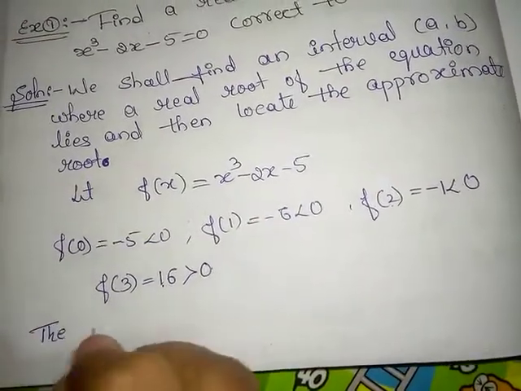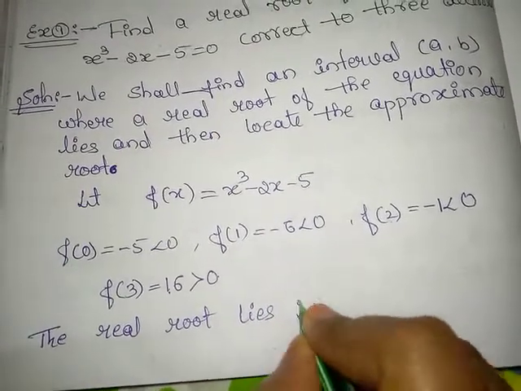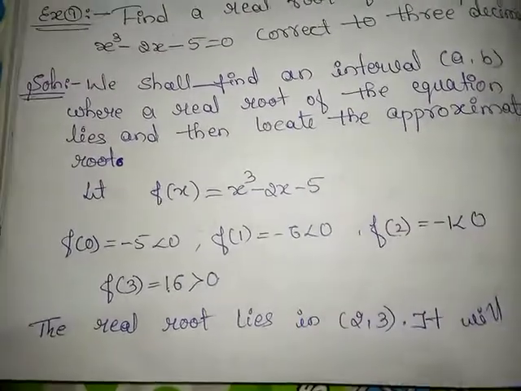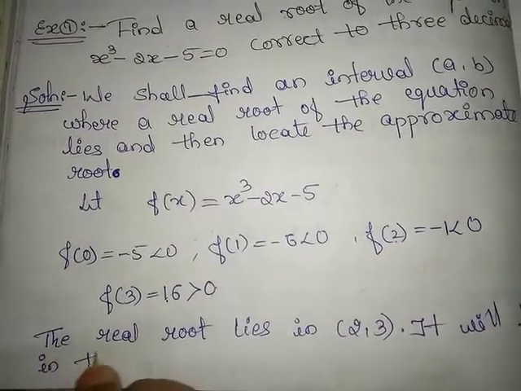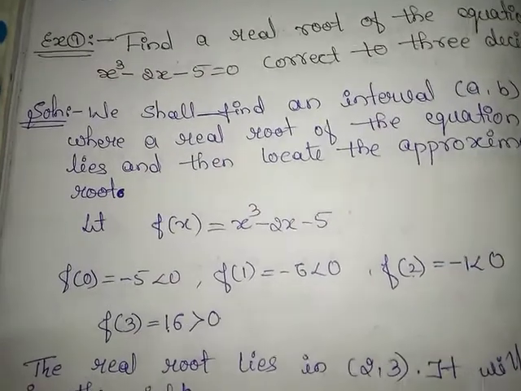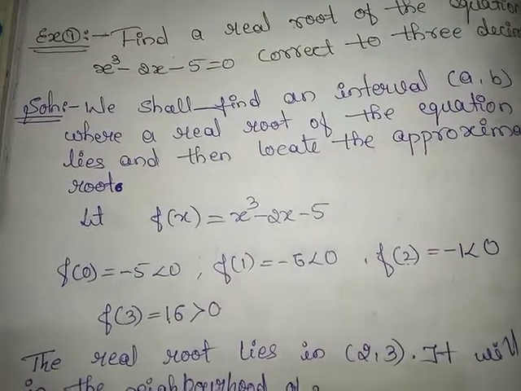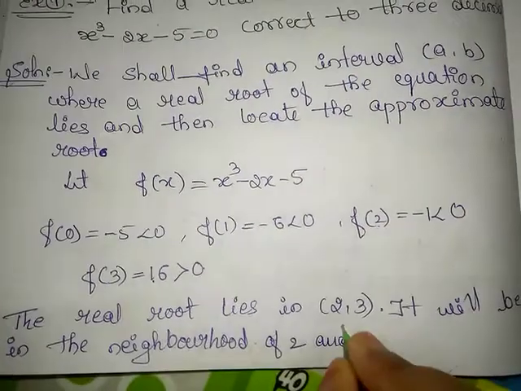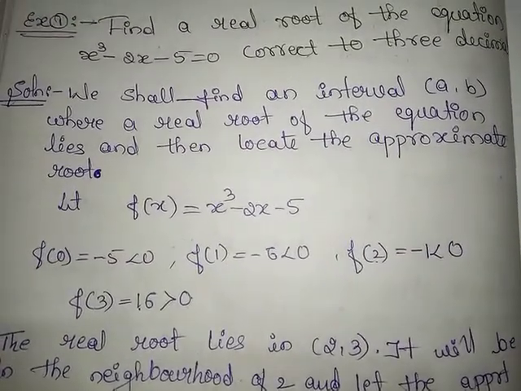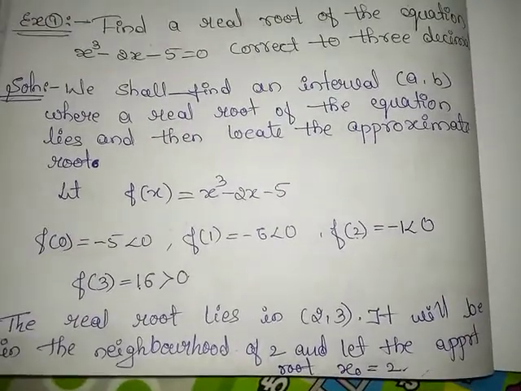The real root lies in 2 comma 3. It will be in the neighborhood of 2, and let the approximate root x0 be equal to 2. Approximate root x0 is equal to 2.